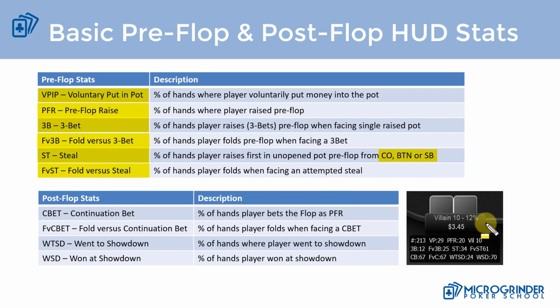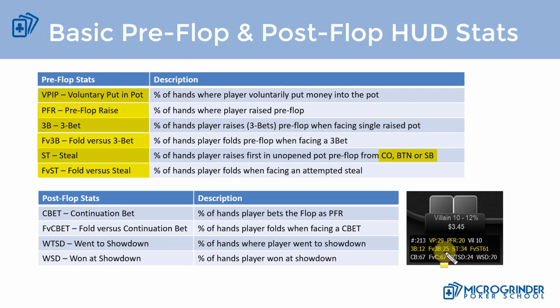And you're going to notice down here, let's take a look at these stats. So we have our VPIP here. So this means that this person has a VPIP of 29%. Their PFR is here, so their pre-flop raise means that they're raising 20% of the time. Their 3-bet is here, 12%, so they are 3-betting 12% of the time, and here's their fold versus 3-bet, their steal, and fold versus steal.